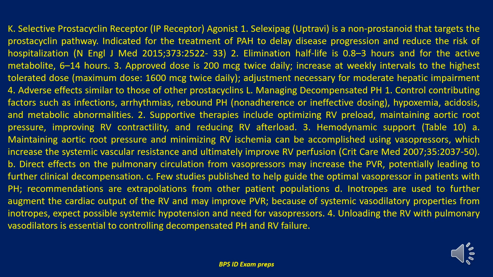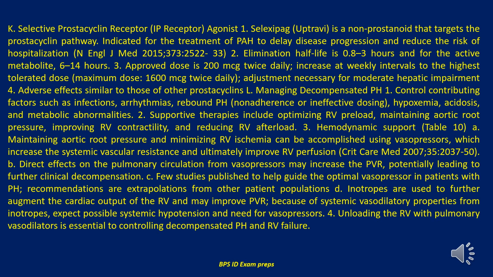Maintaining aortic root pressure and minimizing RV ischemia can be accomplished using vasopressors, which increase the systemic vascular resistance and ultimately improve RV perfusion, published in Critical Care Medicine Journal in 2007. Direct effects on the pulmonary circulation from vasopressors may increase the PVR, potentially leading to further clinical decompensation. Few studies have been published to help guide the optimal vasopressor in patients with PH. Recommendations are extrapolations from other patient populations.